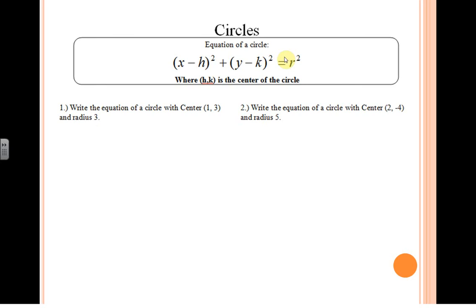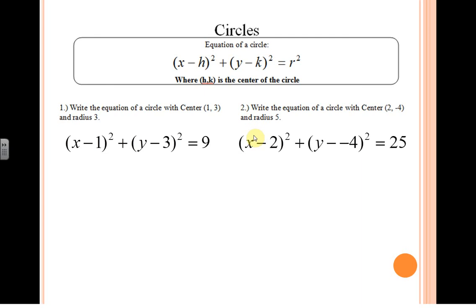So let's use it real quick. We have the equation of a circle with center (1, 3) and a radius of 3. So we just substitute the values in. So you get x minus 1, because h goes in for the x value of the center, plus y minus 3, because 3 goes in for the k value of the center. And then your radius is 3. 3 squared is 9.